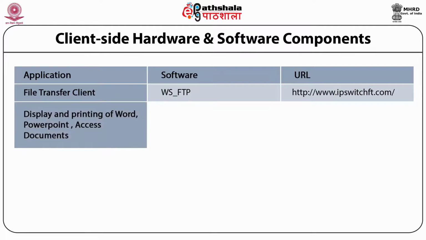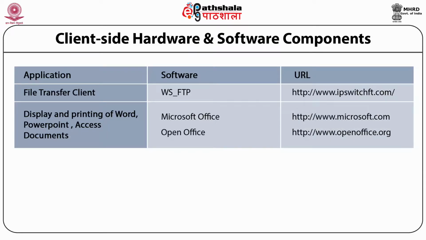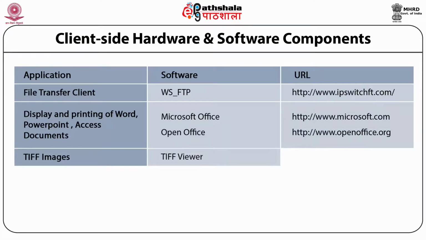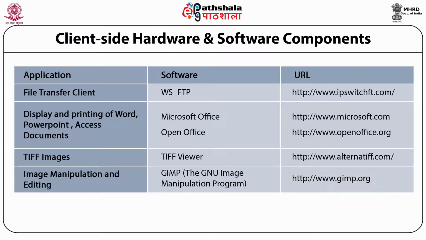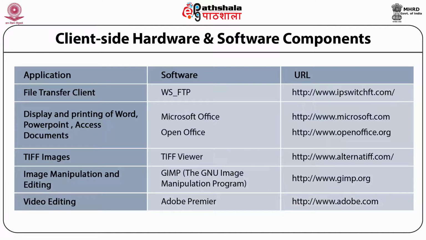For displaying and printing Word, PowerPoint, OpenOffice or Access documents, you may need to install Microsoft Office or OpenOffice on your client. For reading TIFF images, you may require a TIFF Viewer. For image manipulation and editing, GIMP, that is the GNU Image Manipulation Program, can be downloaded from gimp.org. For video editing, Adobe Premiere is available, which is a paid one. One can also scout for open source video editing software.